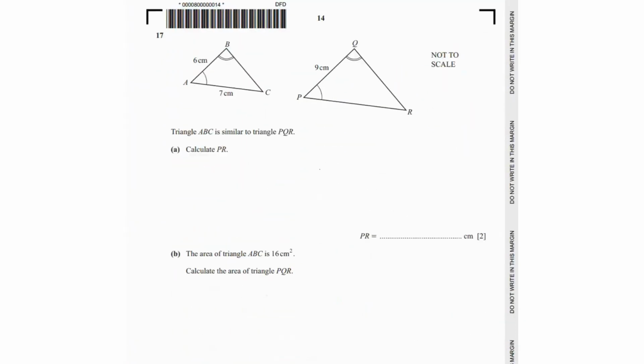Then we have two similar triangles. It says triangle ABC is similar to triangle PQR. Calculate PR. So first we figure out the scale factor by which the shape is increasing in size. So 6 is turning into a 9. So scale factor is going to be the new length divided by the old length. So that's 3 over 2.